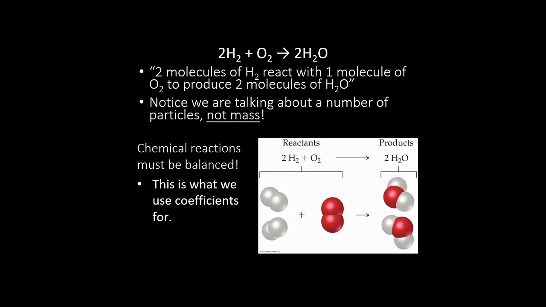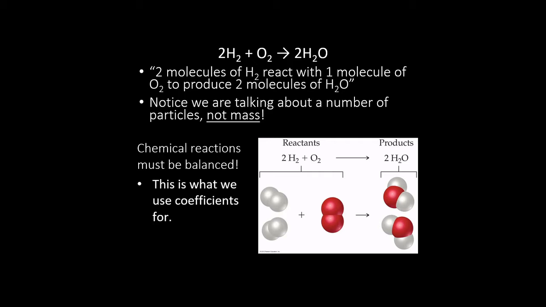Now we could then take those particles and relate it to the mass, but that would be a whole extra step. We don't make the comparison based on the masses. We make the comparison based on the actual numbers of particles, and then if we want to find the masses, we can do that as an extra step later on.